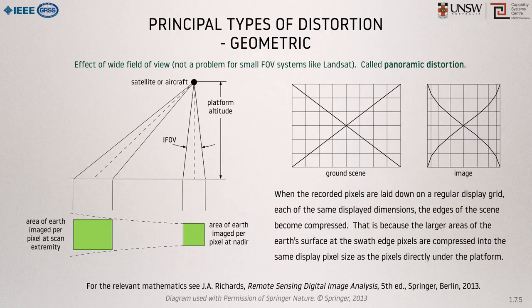When the recorded pixels are laid down on the regular display grid, the effect is to compress the edges of the image as shown on the very right-hand side image. That is because the pixels at the edges represent a greater geographical region than those at the centre, and yet are displayed as the same size. The visual effect is to give the impression that the image rolls off at the edges. The diagonal roads take on the S shape shown, so that sometimes this panoramic distortion is called S-bend distortion.